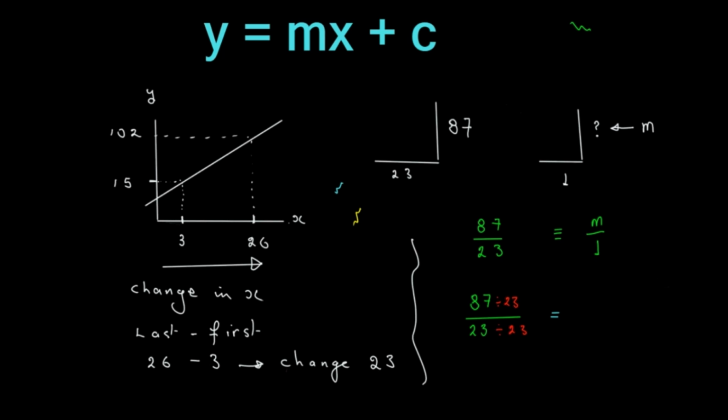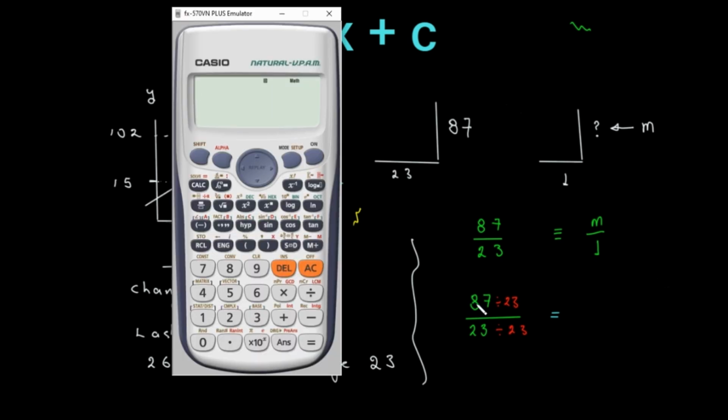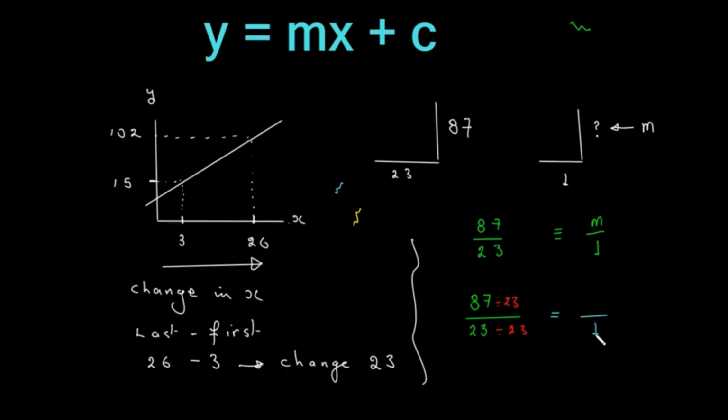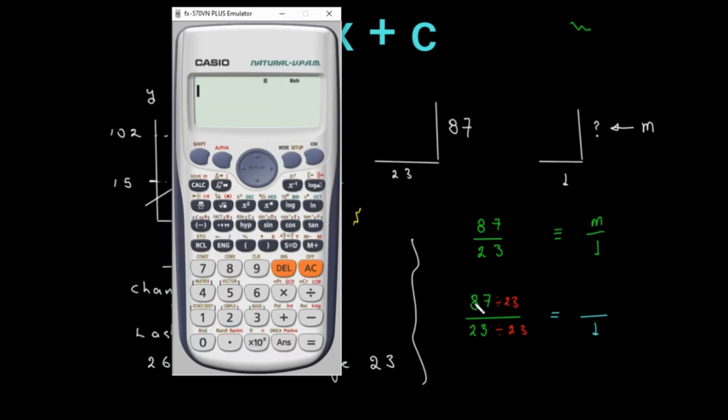I lost it. Come on, come back. Thank you. We want 23 divided by 23, which would give me 1 down there. 23 divided by itself gives you 1. Now we want 87 divided by 23. So we have 87 divided by 23.